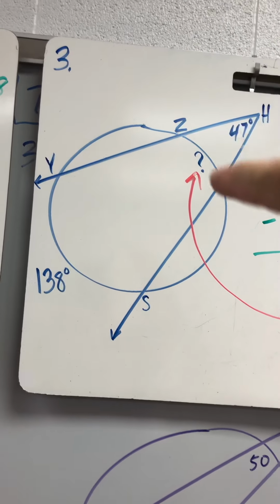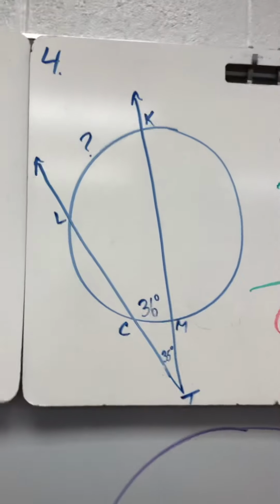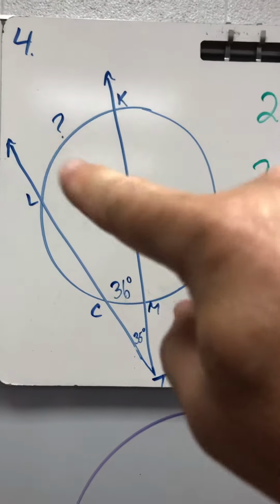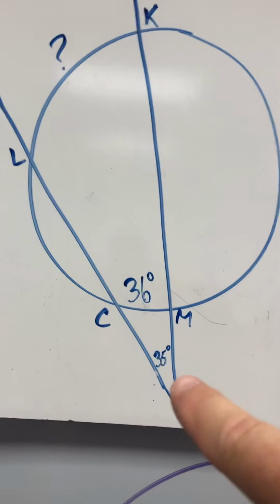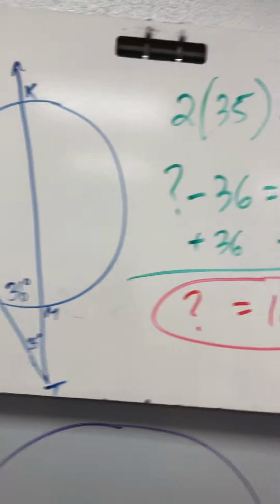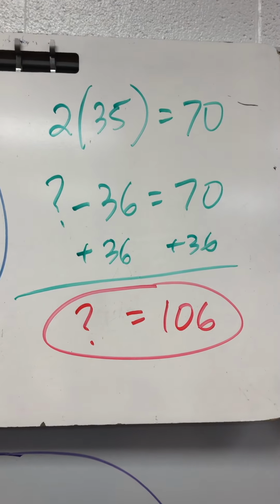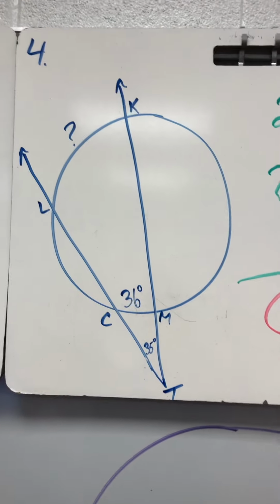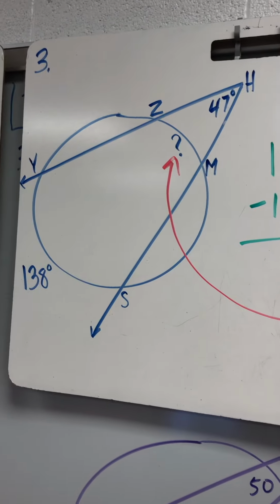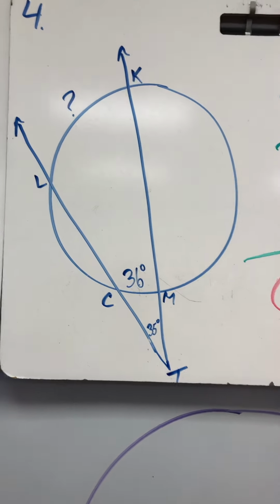But that's when I'm looking for the smaller arc. Look what happens when I'm looking for the bigger arc. If I'm looking for the bigger arc, right, I take 35 times 2, which is 70, and then question mark minus 36 equals 70. So don't I add, right, to find the other arc, 106. Okay, so if I'm looking for the smaller arc, I'm going to multiply by 2 and subtract. If I'm looking for the bigger arc, I'm going to multiply by 2 and add. Okay.